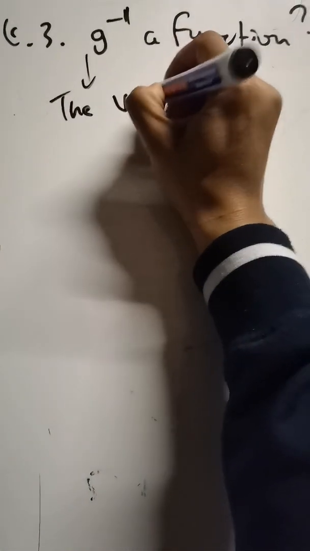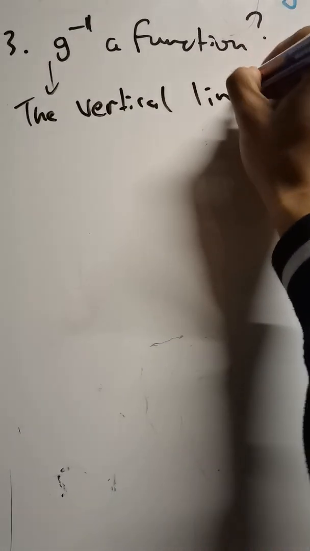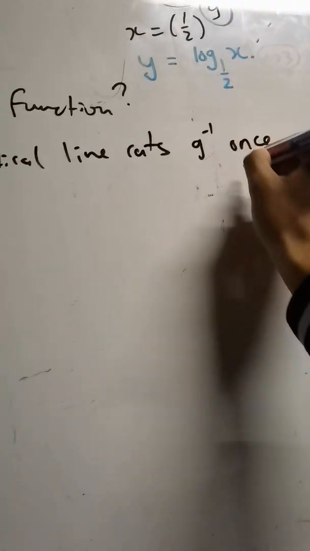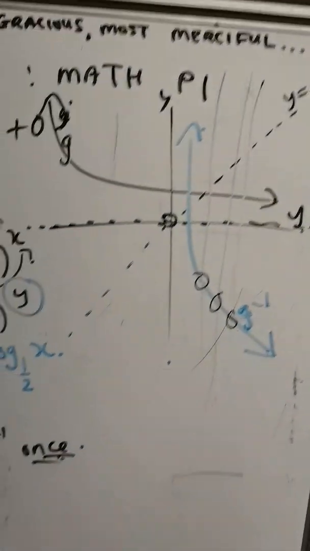The answer that they have in the memo, because we want to know how to answer it exactly how the examiner wants it to be answered, we can basically say that the vertical line cuts g to the negative 1 once. That's all we can say. The vertical line cuts the graph once.